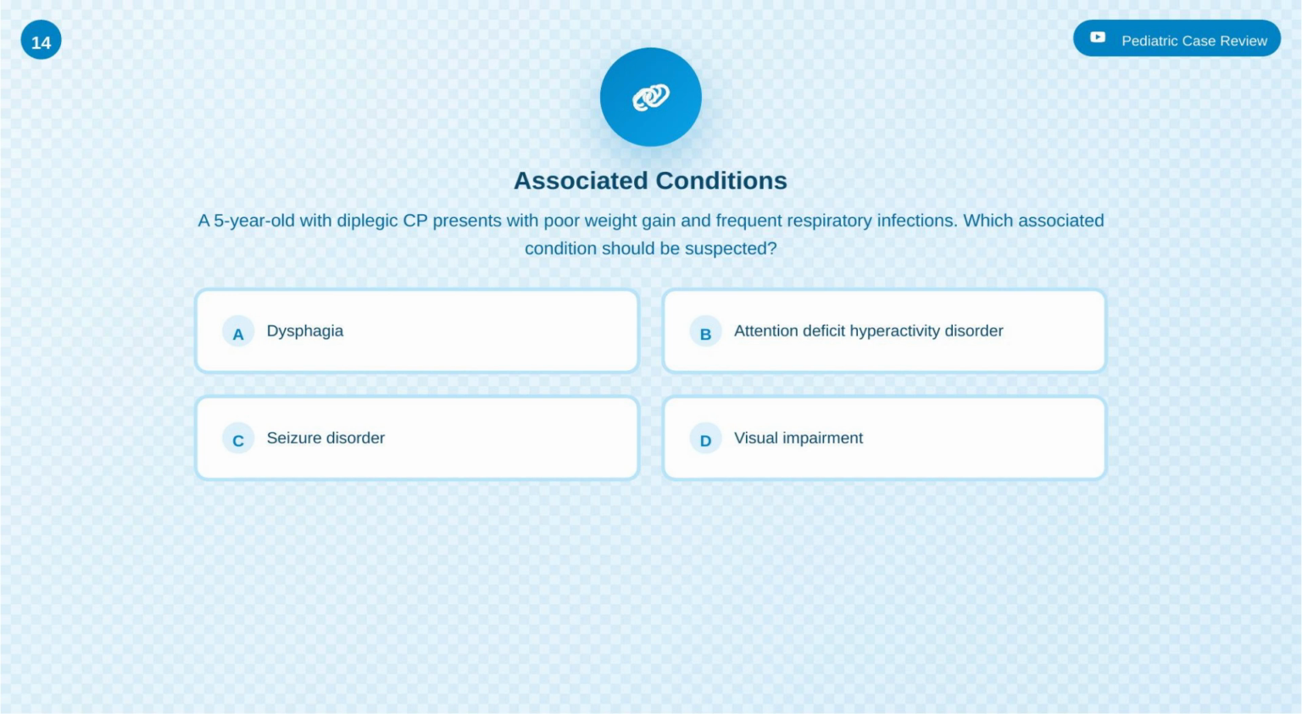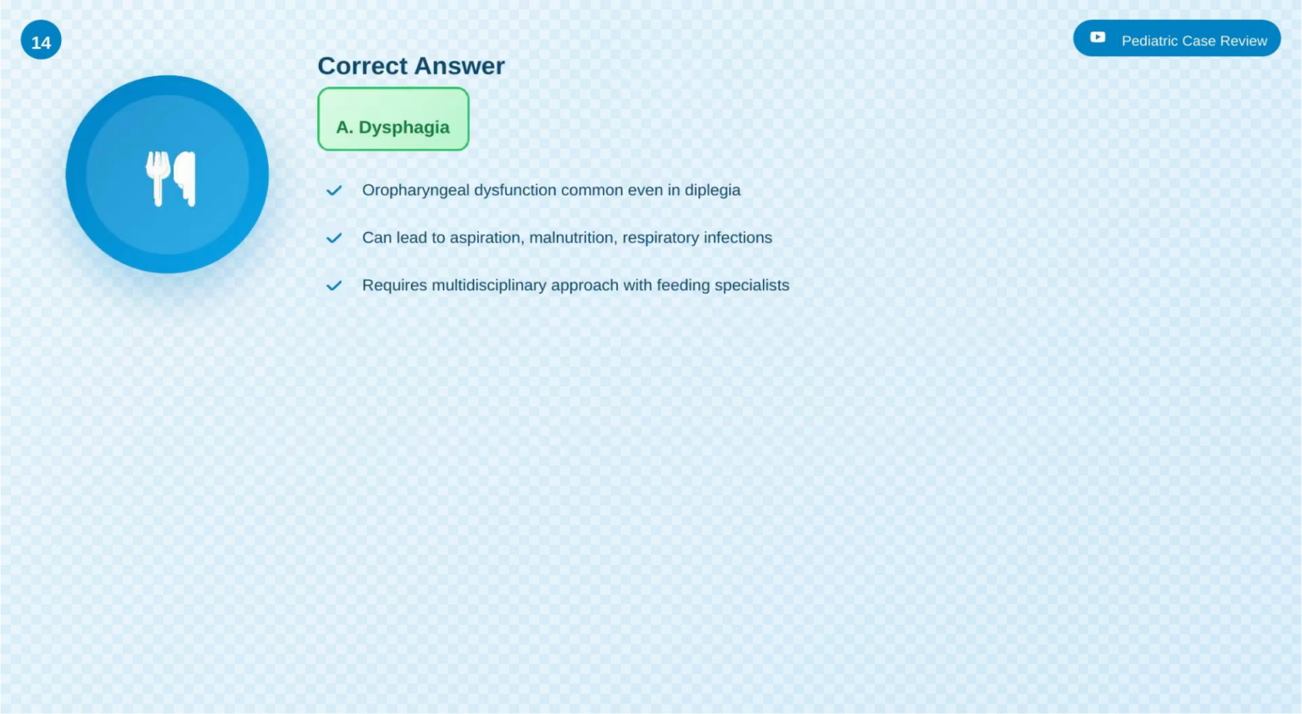A 5-year-old with diplegic cerebral palsy presents with poor weight gain and frequent respiratory infections. Which associated condition should be suspected? A. Dysphagia. B. Attention deficit hyperactivity disorder. C. Seizure disorder. D. Visual impairment. The correct answer is A.